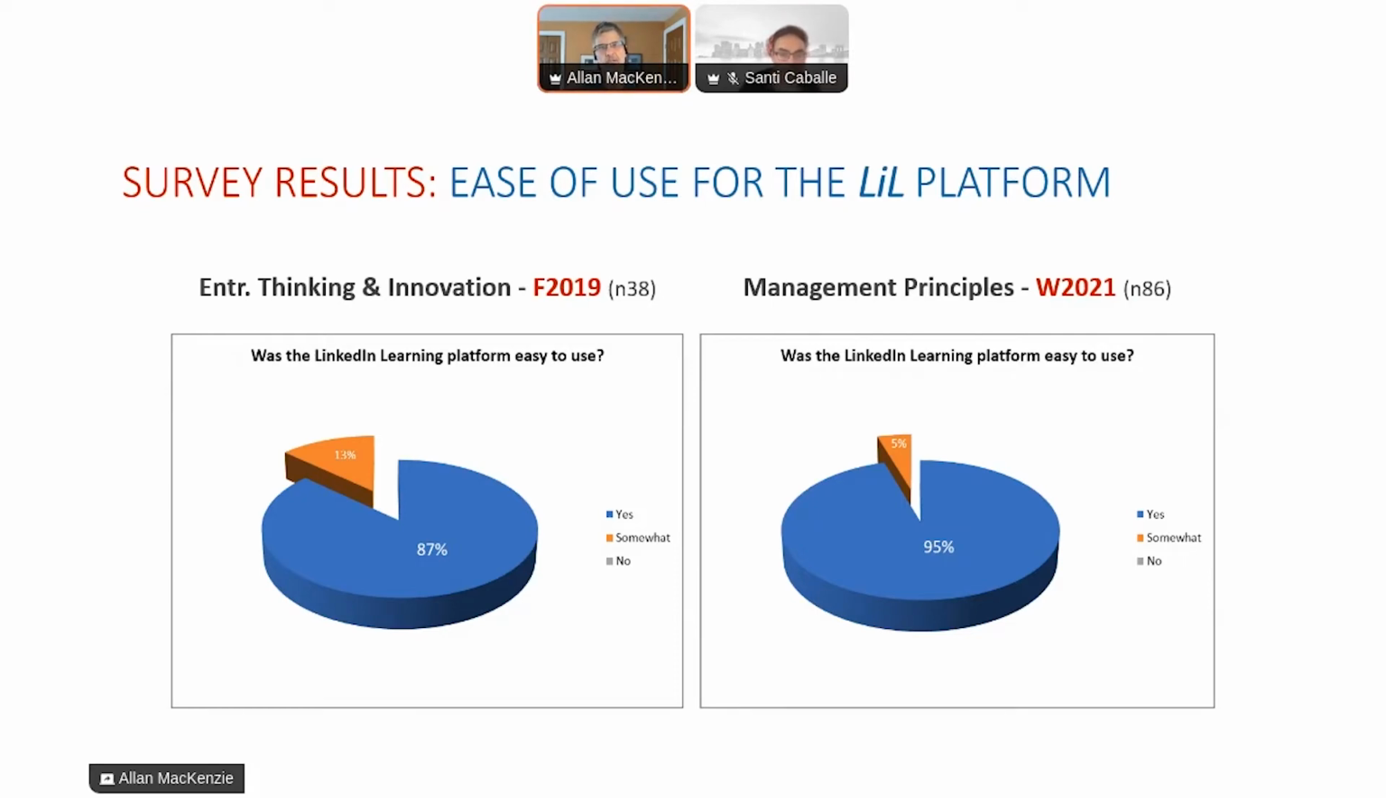And in the fall of 2019, some of the students reported, just 13% of them, that they found some frustration with it, where it was quite low in the winter of 2021. Those students didn't really run into any problems.